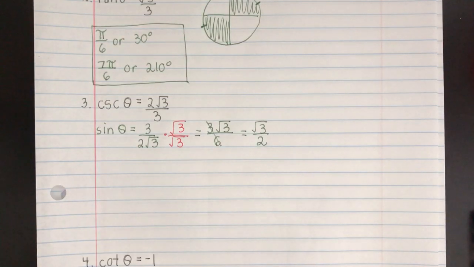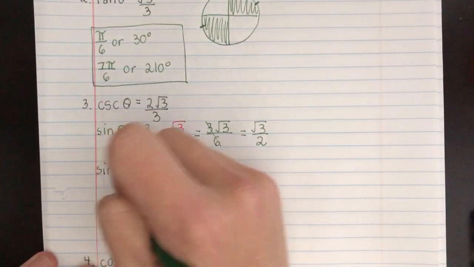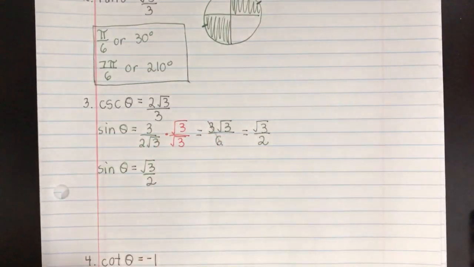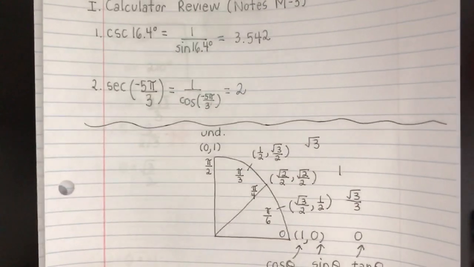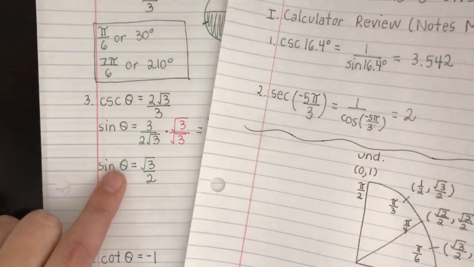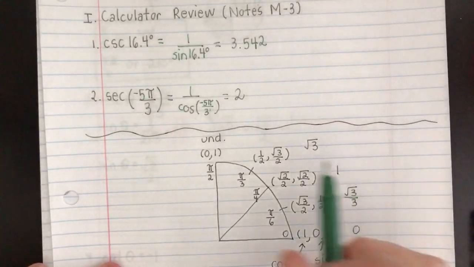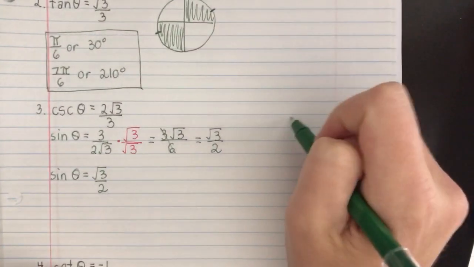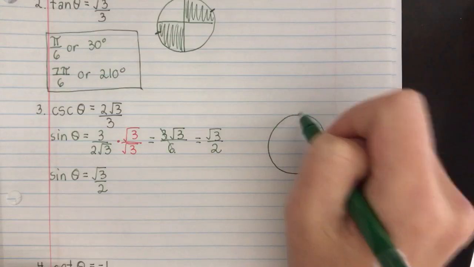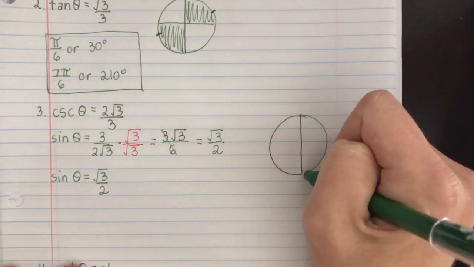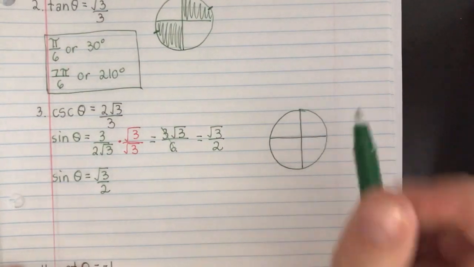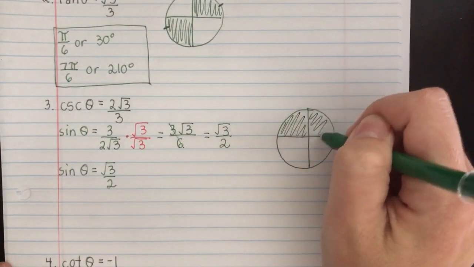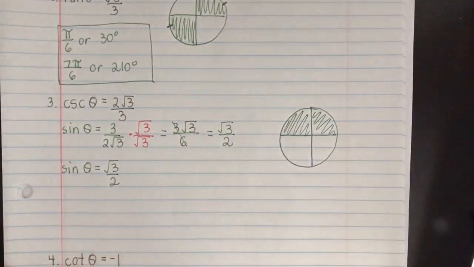Okay, so where is sine of theta equal to square root of 3 over 2? Go back to your slices. Where are the y values, y square root of 3 over 2? Let's talk quadrants first. Because y is positive, the quadrants would be either this quadrant or this quadrant, not these, because y is negative in those.